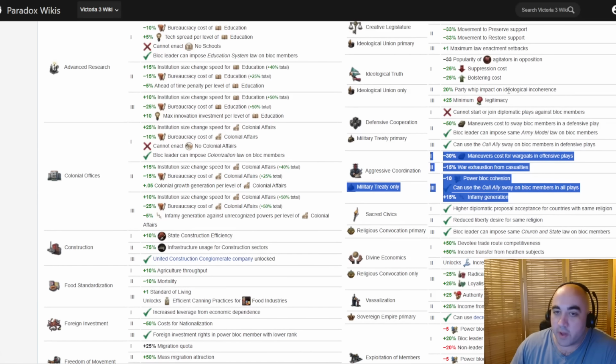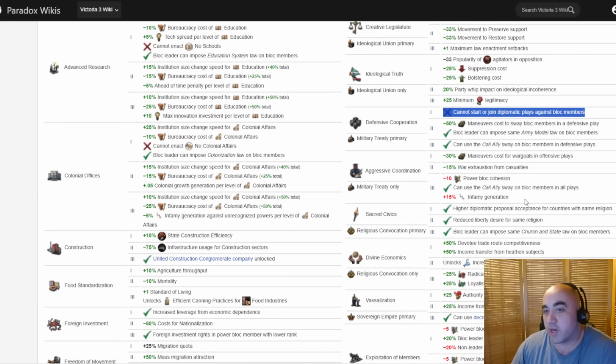Nobody likes this one. Okay, so to take a look, cannot join or start wars against bloc members. This means you can't annex subjects. This is an important play pattern to be able to do. As far as I know, this means you can't annex subjects. I guess I haven't double-checked this, but I don't even want to slot this in.